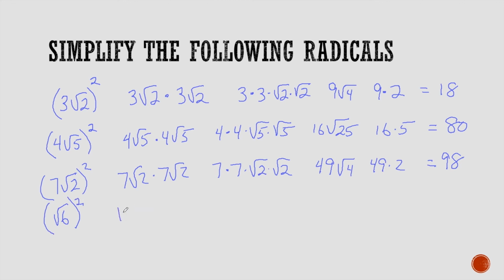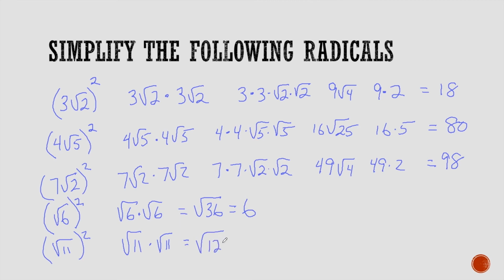Okay, how about if we have root 6 squared? That's root 6 times root 6, which is root 36, which is just 6. Root 11 squared. Root 11 times root 11, which is the square root of, multiply them together, 121, which is a perfect square, which is just 11.